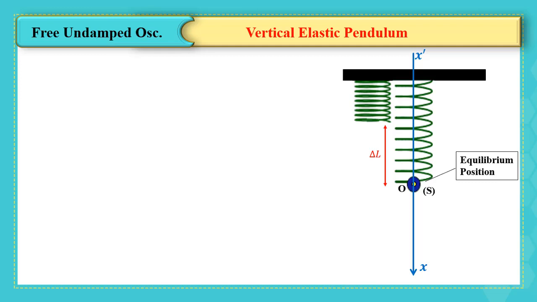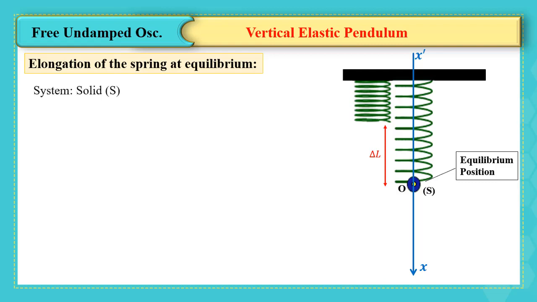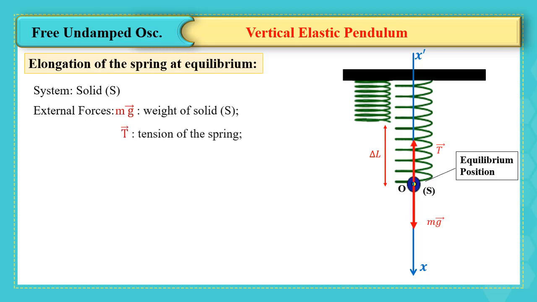We aim to start the study from the equilibrium position and find the elongation of the spring delta L at this position. As usual, first we should define the system, which is solid S. What are the external forces acting on it? We have weight, mg, which is vertically downward, and the tension of the spring, which is upward since it's a restoring force. At equilibrium, we can start with the sum of forces equals 0. Thus, mg vector plus T vector equals 0.